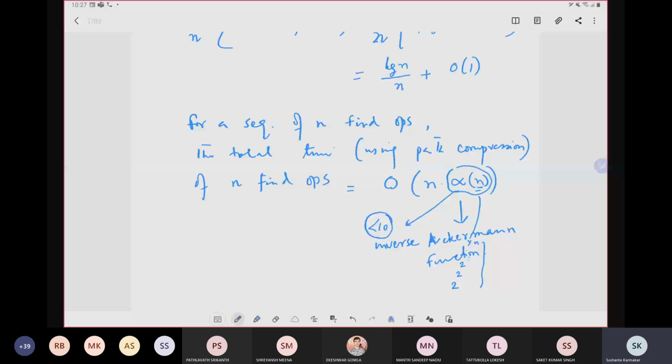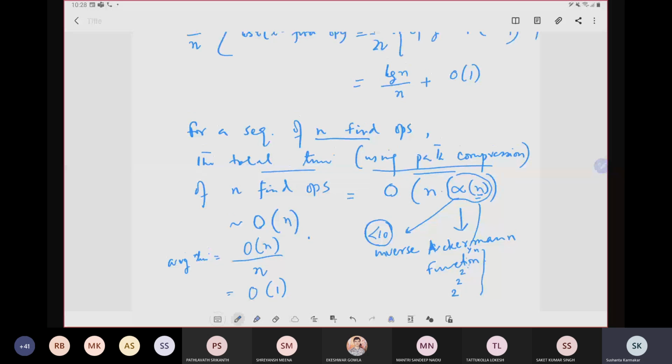So for a sequence of n find operations, the total time will be order of n if you use path compression. And what is the average time in that case? Remember, this average is not a random average, not an average associated with some probability. It's actually the sum of all the individual operation times, and then you do the average. The average will be roughly constant for most practical values of n.